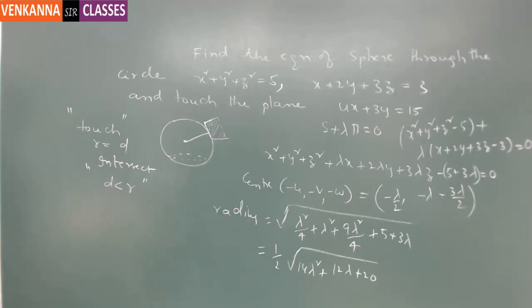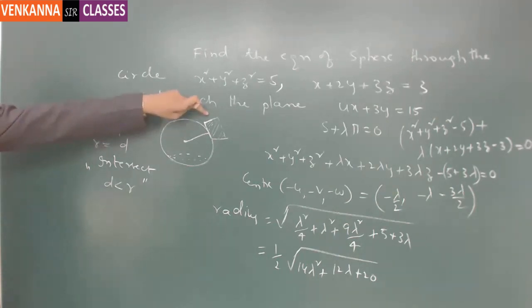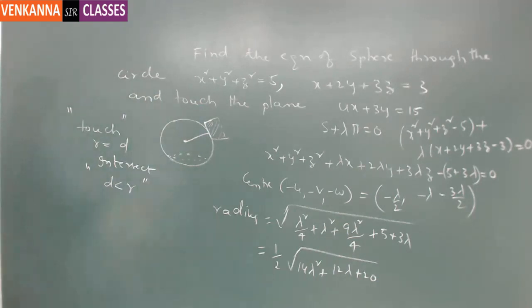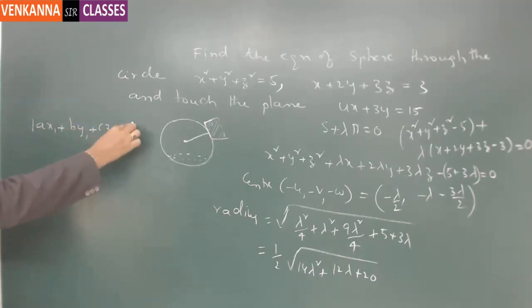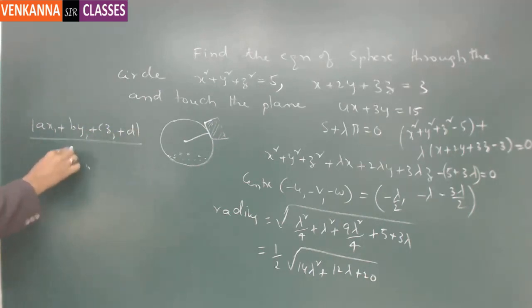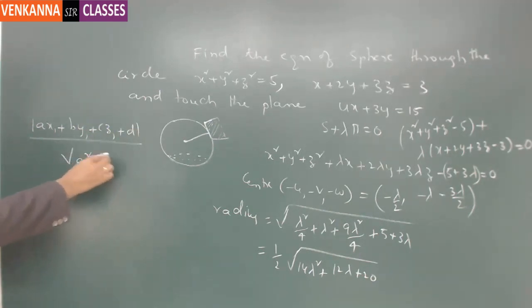Now we need to calculate the distance. So you are calculating the distance from the center to the given plane. So obviously the distance formula is modulus of a x1 plus b y1 plus c z1 plus d by square root of a square plus b square plus c square.